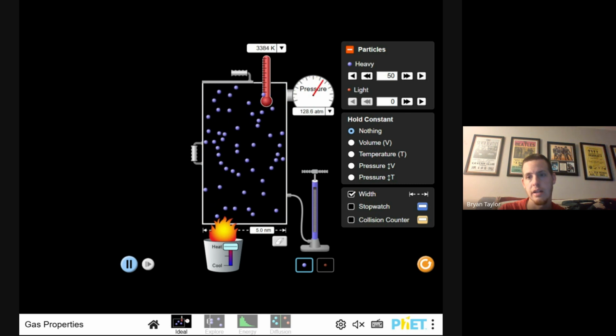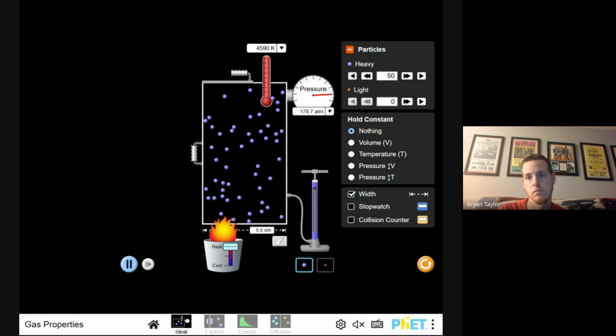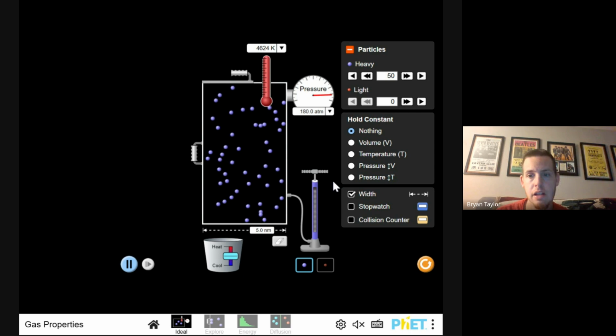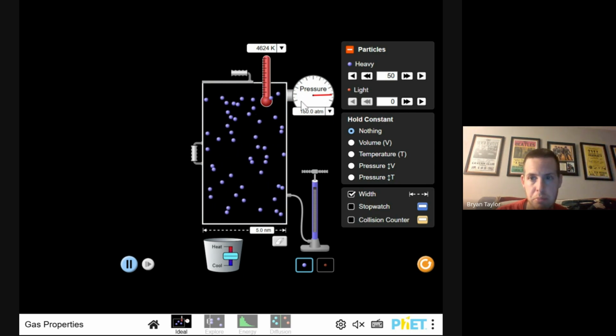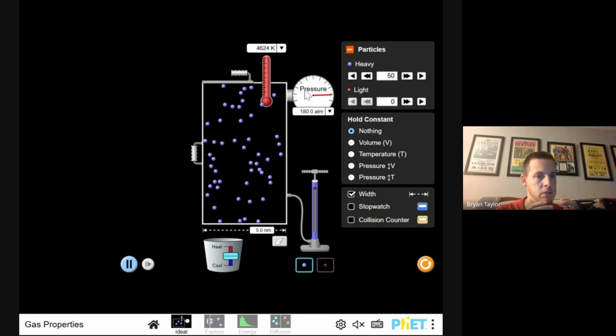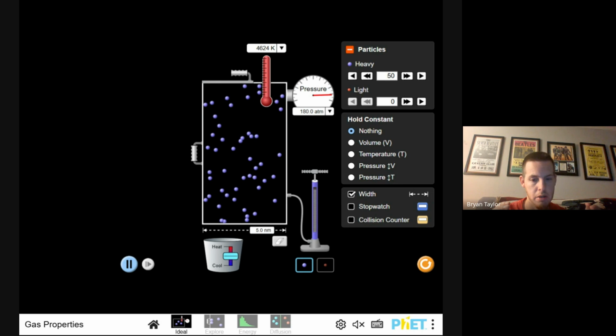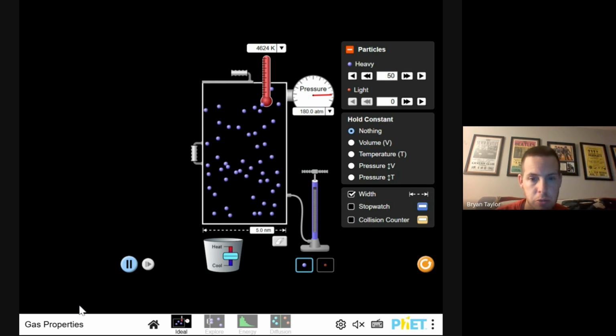You guys can see I can get it to pop from this. And it's also going to be about that pressure. How much are they hitting? Those are the three variables with gases. And that's really what it comes down to.